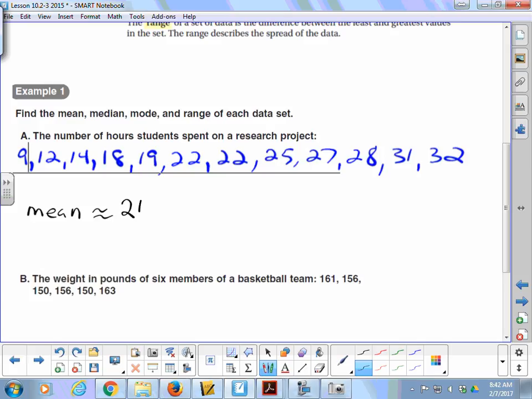All right, and Ellie says we got approximately 21.6. Do you guys agree with that? Okay. All right, how do I find the median? How do we find the median? The median is the middle number. So how do I find that?